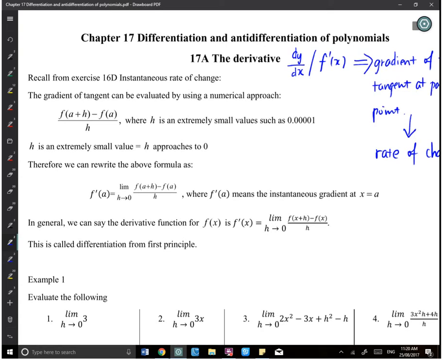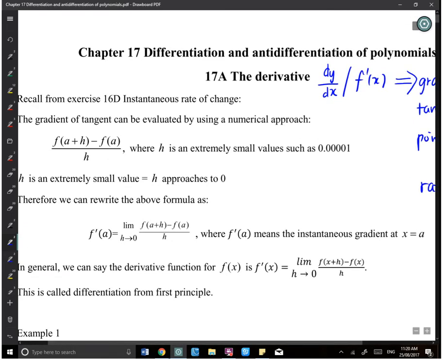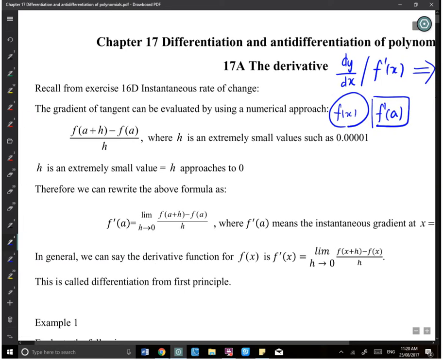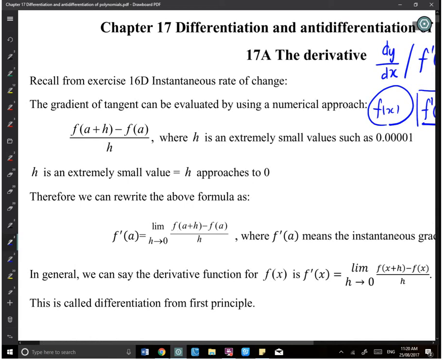Okay, now have a think about that. I have a function f(x), and I want to know the gradient at f'(a), the gradient at point A. According to chapter 16, what we do is [f(a + h) - f(a)] divided by h.